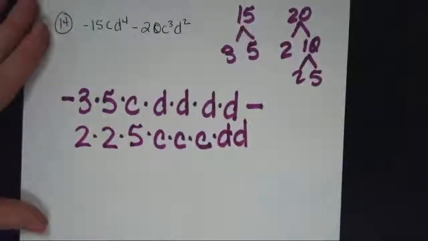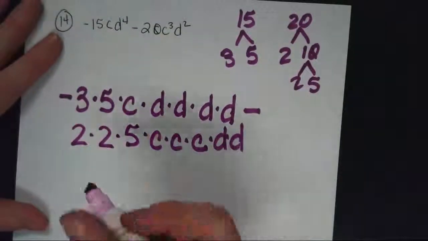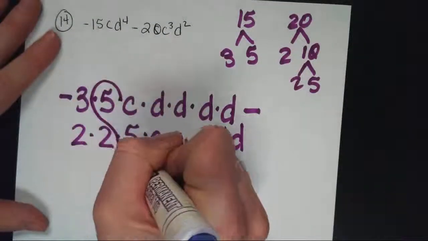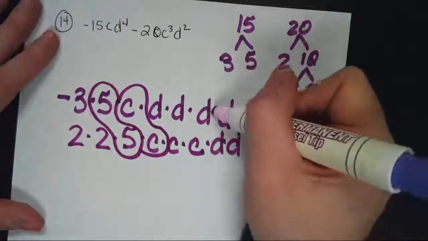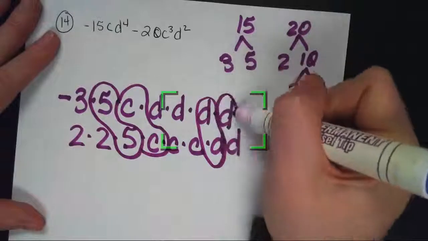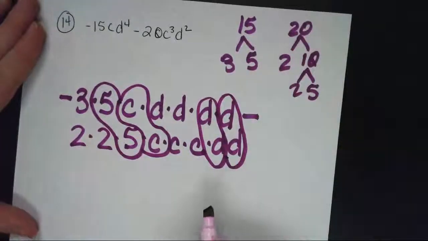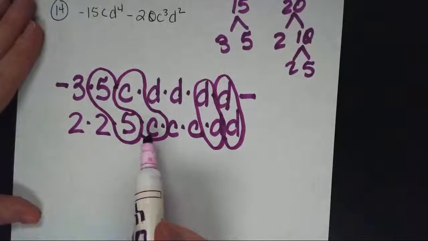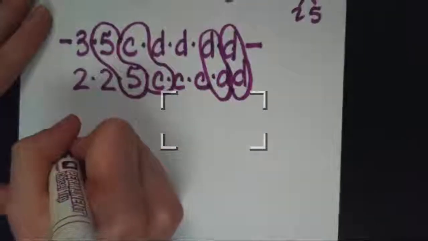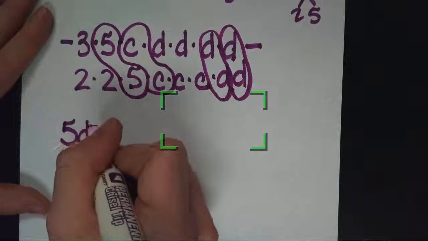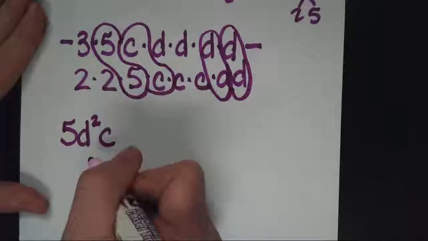Now I circle what they have in common to find my greatest common factor. So it looks like they've got a 5 in common, they've got a c in common, and then they have 2 d's in common. So my greatest common factor is 5 times c times d, which is 5d squared c, or you could write cd squared.